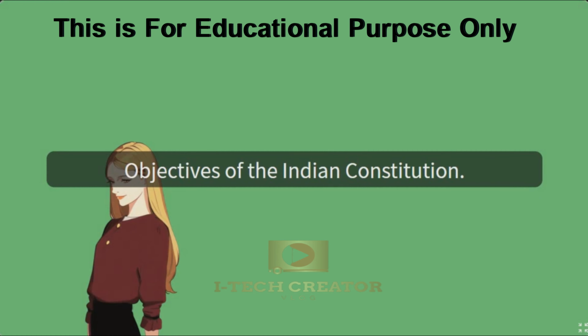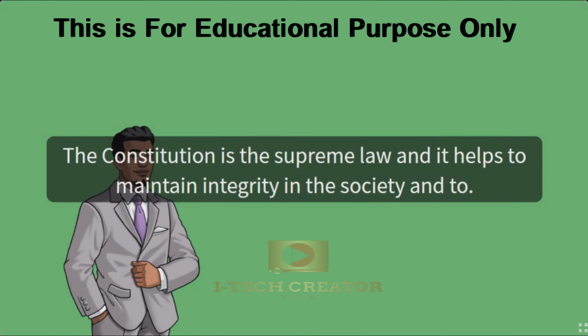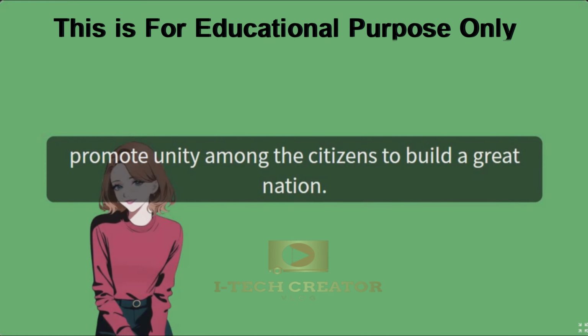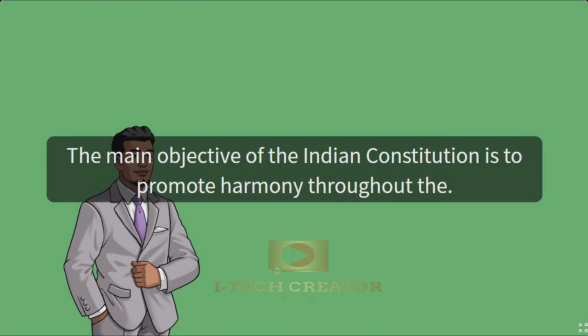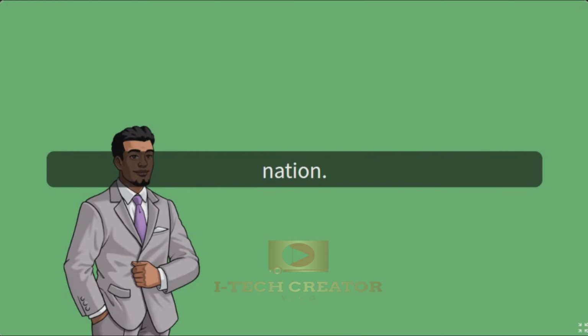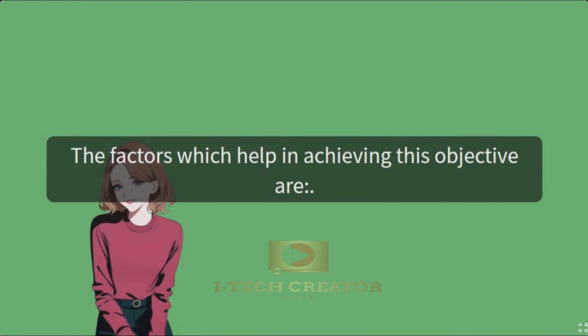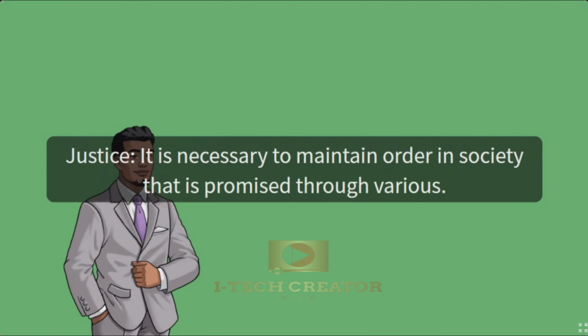Objectives of the Indian Constitution. The Constitution is the supreme law and it helps to maintain integrity in the society and to promote unity among the citizens to build a great nation. The main objective of the Indian Constitution is to promote harmony throughout the nation. The factors which help in achieving this objective are justice.